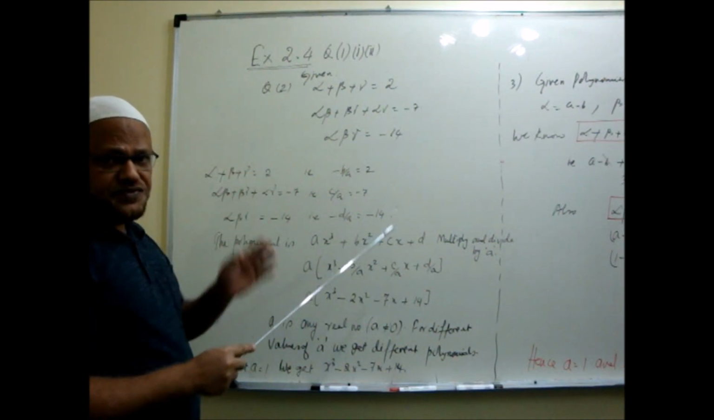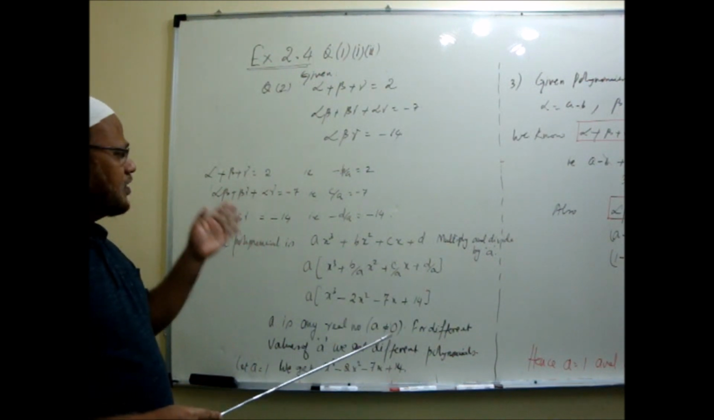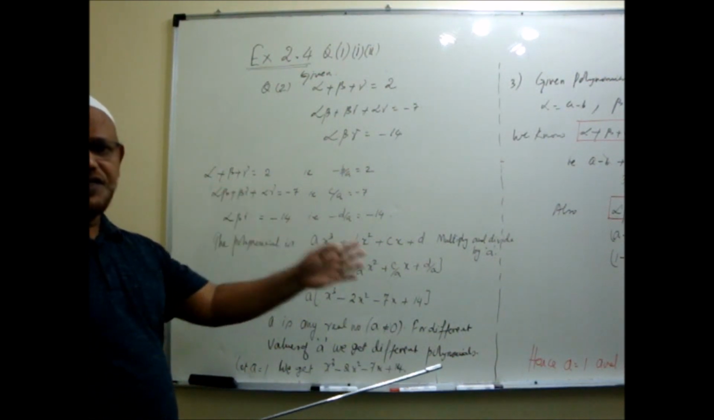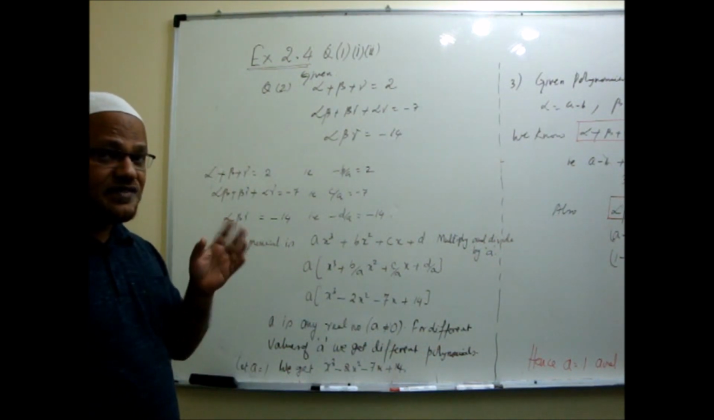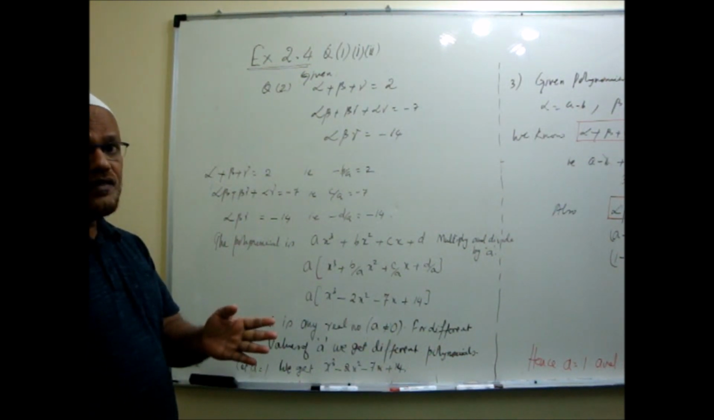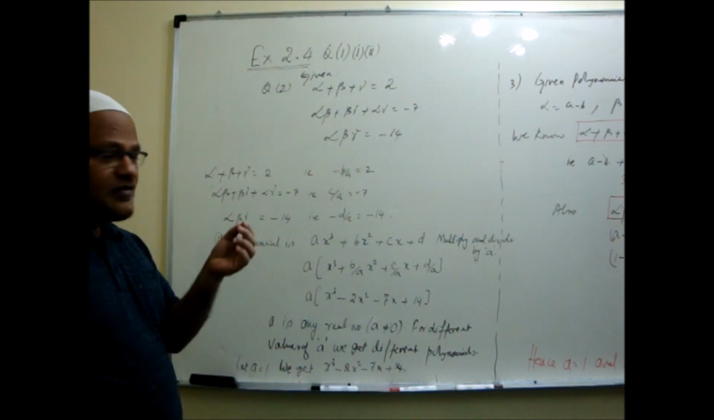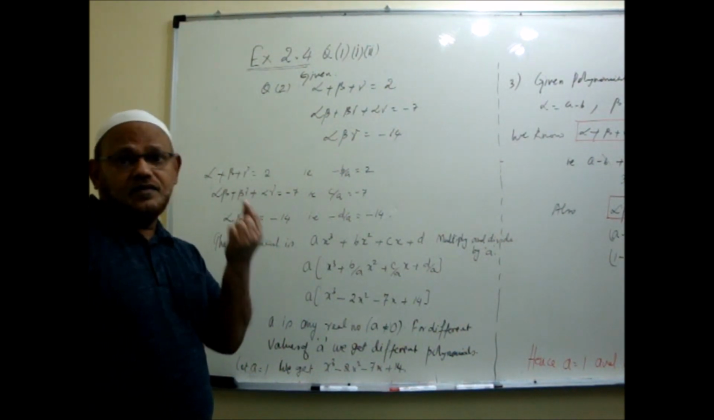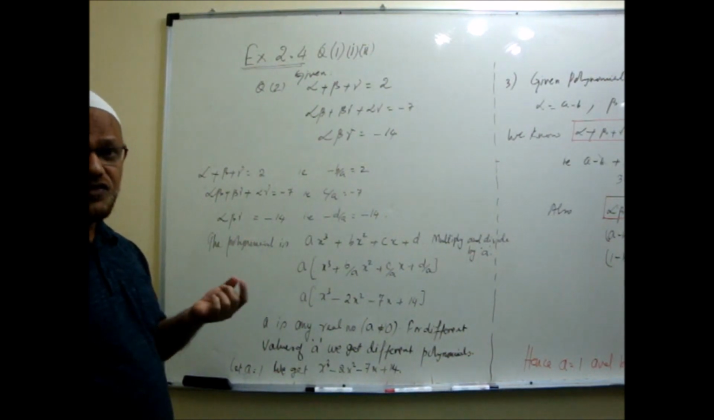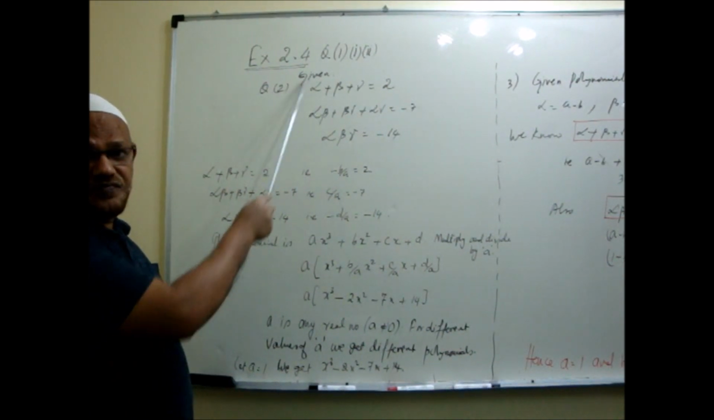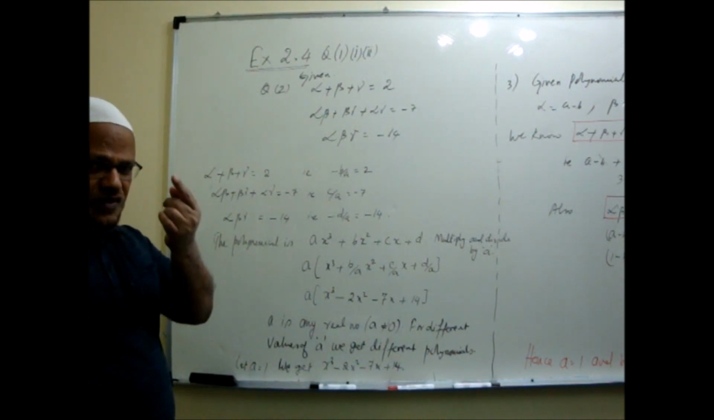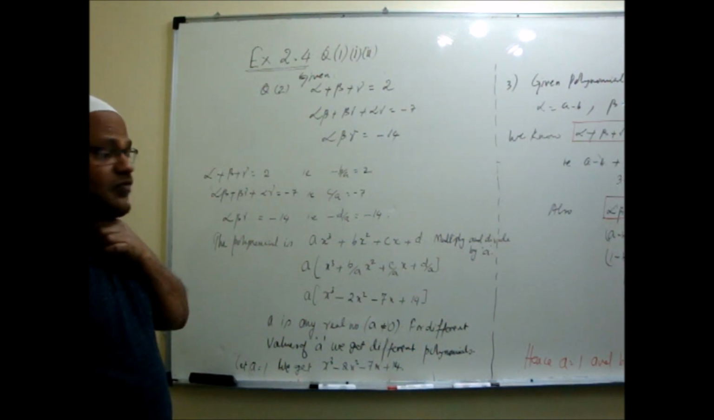Now the reverse process. The question asks you what exactly the cubic polynomial is. Keep one thing in mind: the question doesn't ask you what is the cubic polynomial, the question asks you to write a cubic polynomial. Why write a cubic polynomial? There are many polynomials having these properties. So the question asks you only one. So what is only one here?